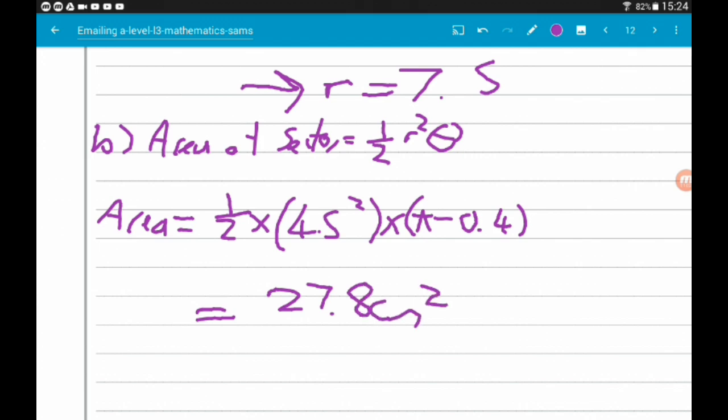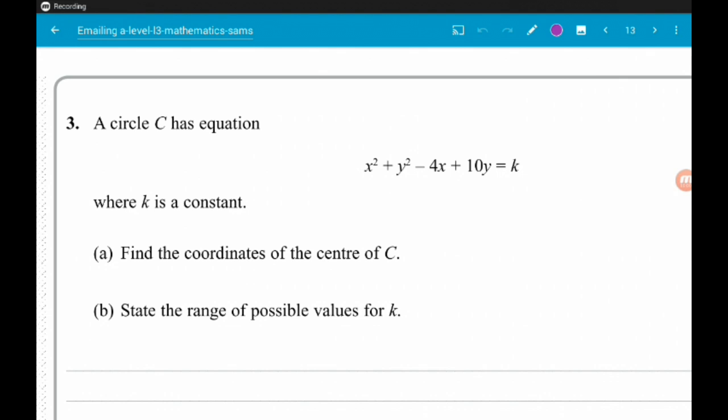centimetres squared. Question 3. A circle has equation x squared plus y squared minus 4x plus 10y is equal to k, where k is a constant. Part A wants us to find the coordinates of the centre of the circle. To be able to do that, we need to complete the square on the x terms and the y terms.